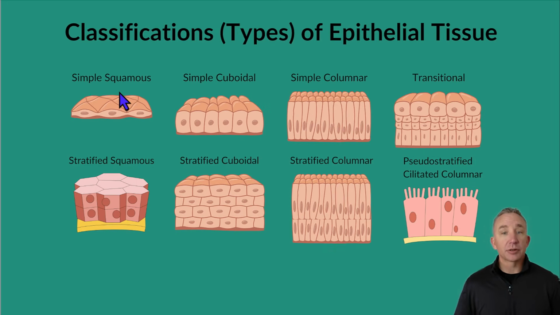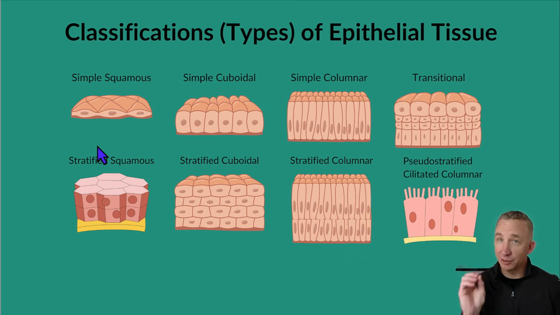So we have them described based on their number of layers, simple and stratified, and then the shape of their cells. The structure creates the function. Remember, this is unique specifically to epithelial tissue.